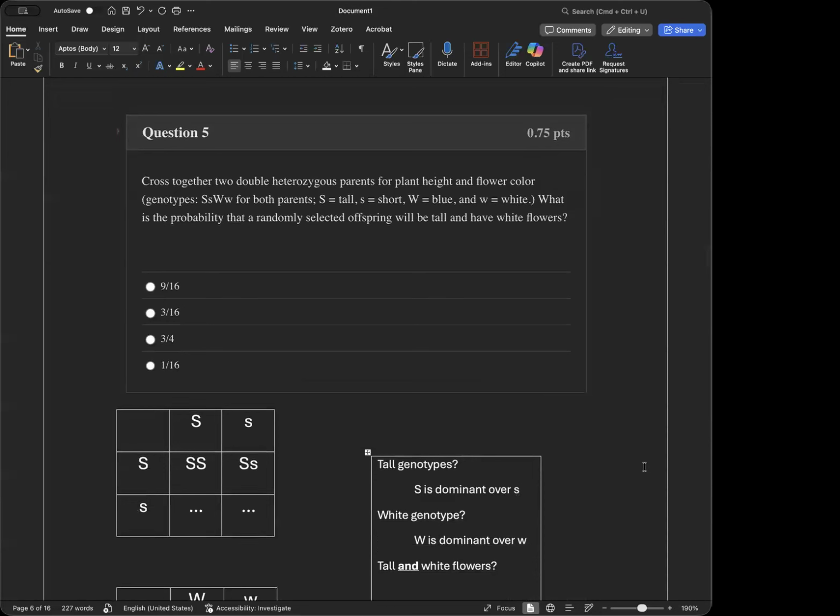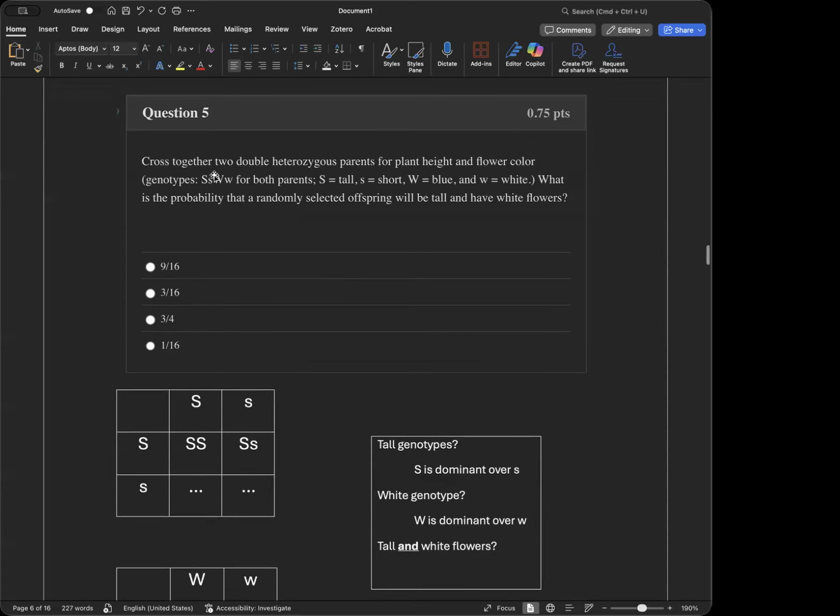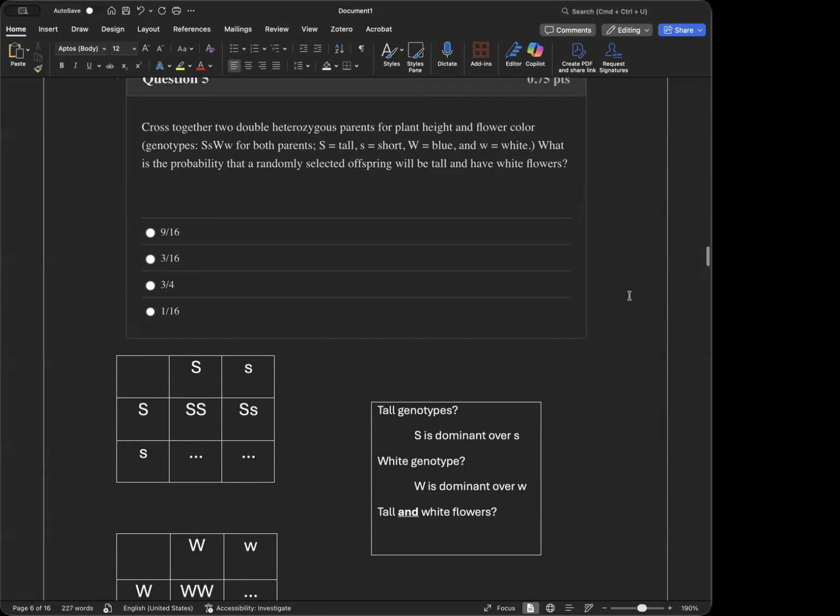Question 5. Cross together two double heterozygous parents for plant height and flower color. Double heterozygous just means that they are heterozygous for both traits. As we see, for dominant and recessive, tall, a capital S, is dominant over short, a lowercase s, and blue, a capital W, is dominant over white, which is a lowercase w. What's the probability that a randomly selected offspring will be tall and have white flowers?